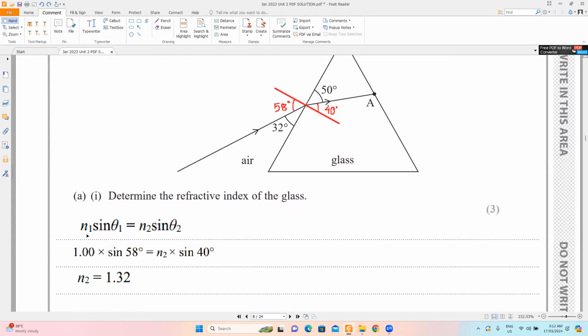So n1 is of air and the refractive index of air is 1, and the angle in air is 58 degrees. And n2, this is what you have to find out, times sine theta 2. Sine theta 2 is the angle in glass. So if you make n2 the subject of the equation, the value is 1.32.